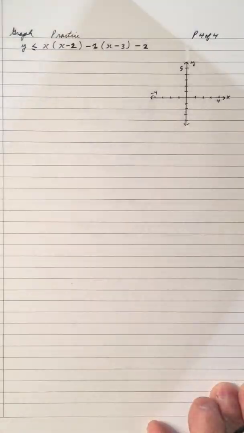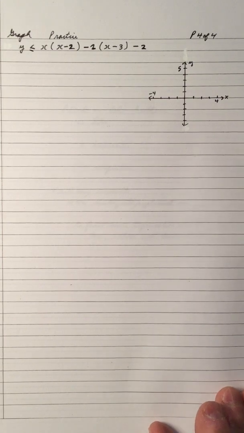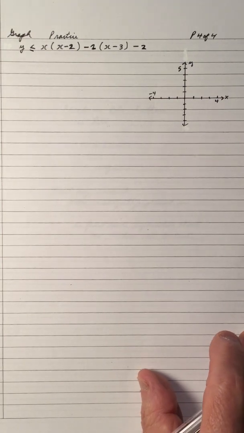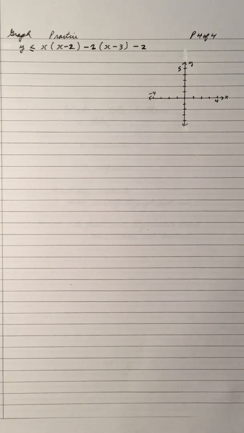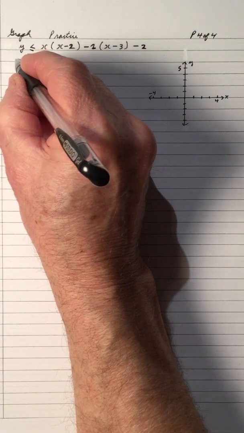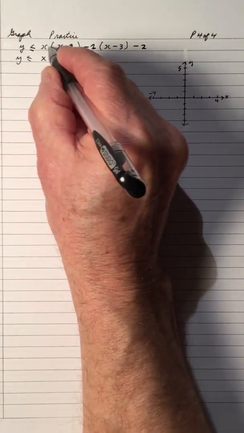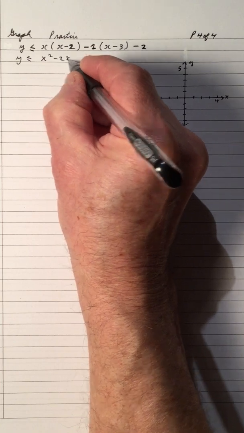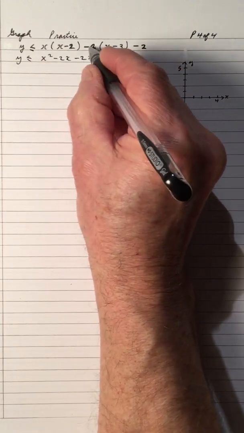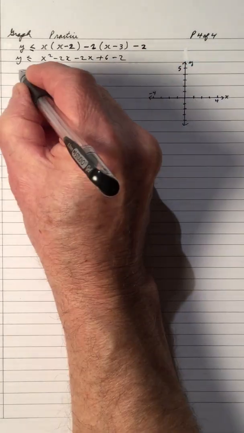Okay, let's continue. I made up a different equation. Now we have a choice. We want to simplify the right side. So we have a multiplication and a subtraction. We'll multiply. X times x is x squared. X times negative 2 is negative 2x. Negative 2 times x is negative 2x. Negative 2 times negative 3 is plus 6, minus 2.